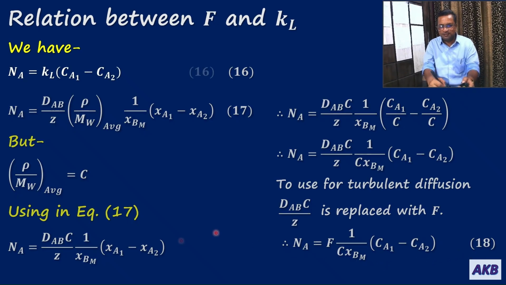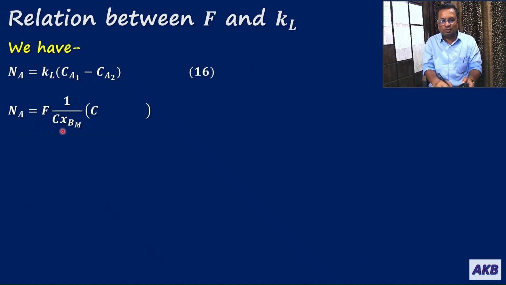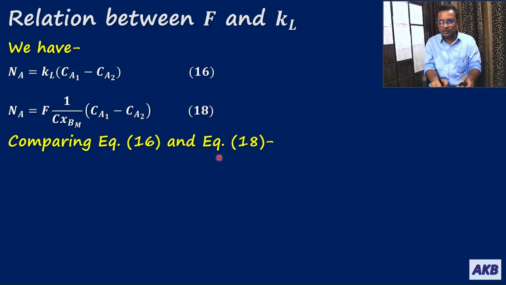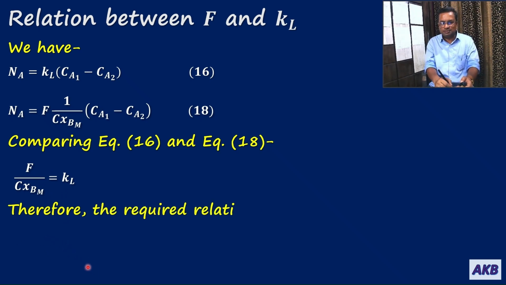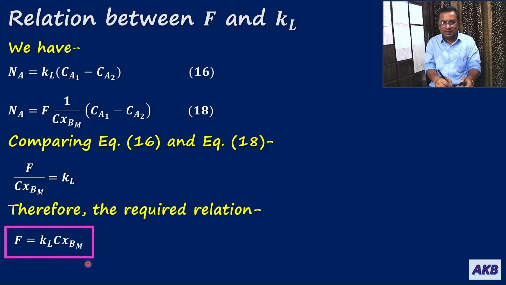We will continue with this. So Na is equal to F into 1 upon C into XBM into Ca1 minus Ca2, the equation 18 that we just got. We have equation 16. Now you can compare equation 16 with equation 18, and if we do that, it will be F upon C into XBM is equal to KL. Therefore, the required relationship in this case is F is equal to KL into C into XBM. So the relation between F and KL is C into XBM. Let us move ahead.